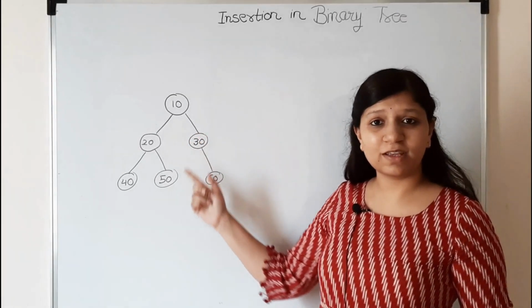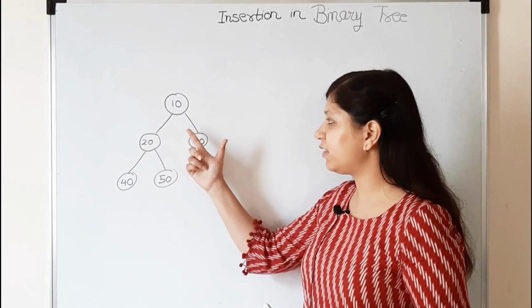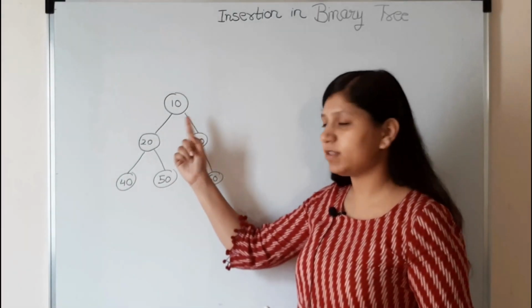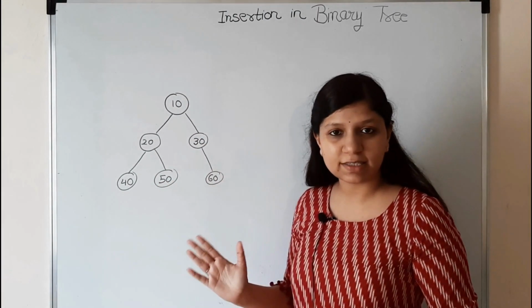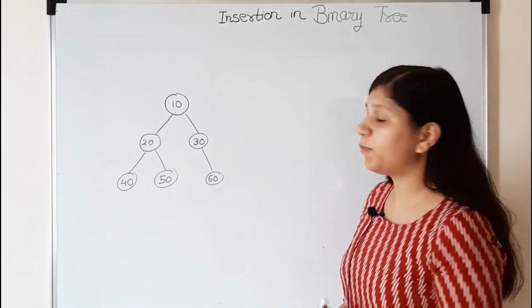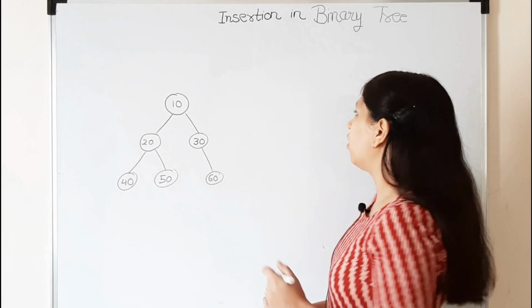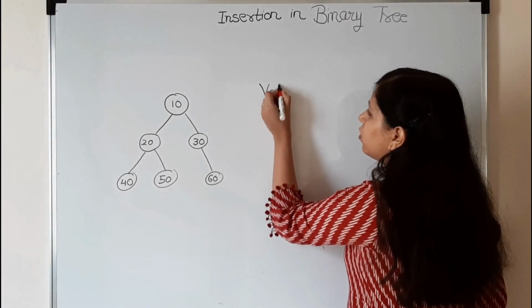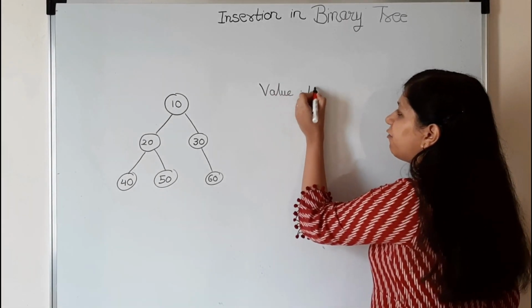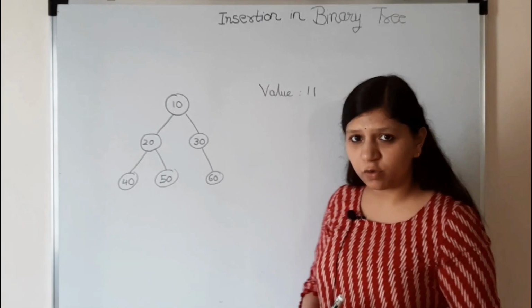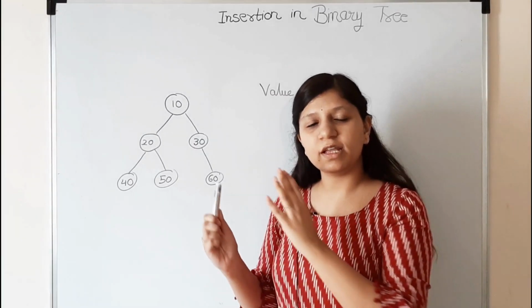Again, we are going to see the same example. We have the same binary tree having the nodes 10, 20, 30, 40, 50 and 60. Now, the problem statement says I want to insert a new node with value 11. So, they have given a value. I need to insert this in binary tree.